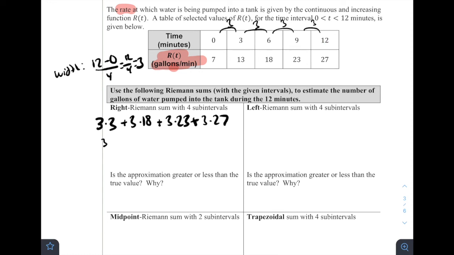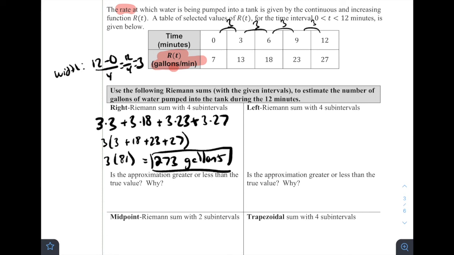So this is the same thing as 3 times (3 plus 18 plus 23 plus 27). I just factored that 3 out. So that's going to be what? 3 times 81. And so that's going to be 273 gallons. So 273 gallons gets pumped out of that tank in that 12-minute period between t equals 0 and t equals 12. And again, that was our right Riemann sum way.